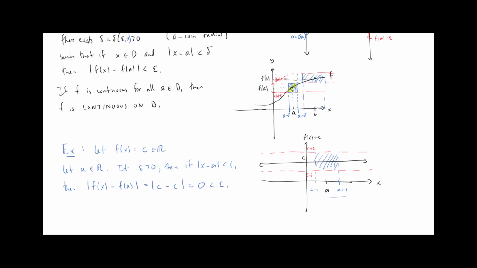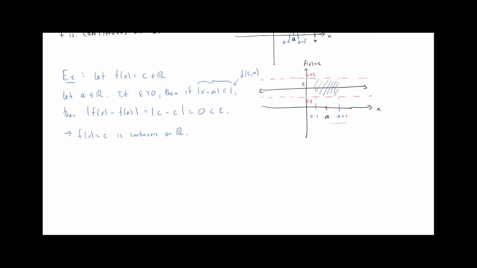Okay? Now you'll notice we never actually used this condition here, that absolute value of x minus a is less than delta. This is supposed to be our delta of epsilon, comma a even if you like, but it doesn't even matter. We never even used this condition, and that's because we had a constant function. Okay, so this was true for any a, so this implies f of x equals c is continuous on all real numbers.